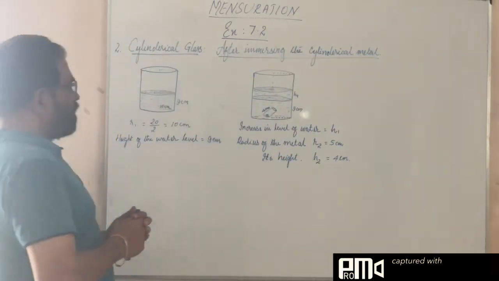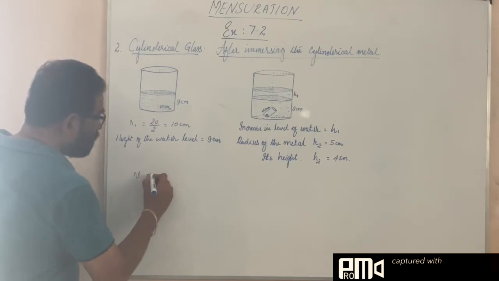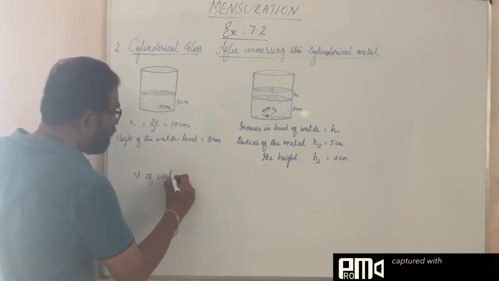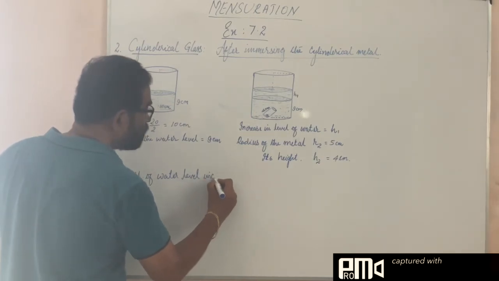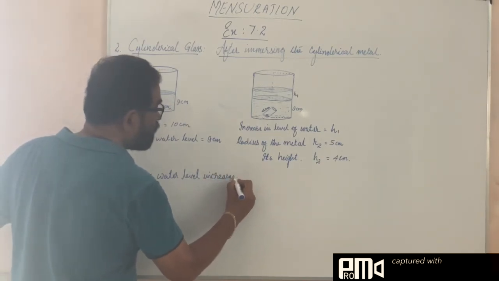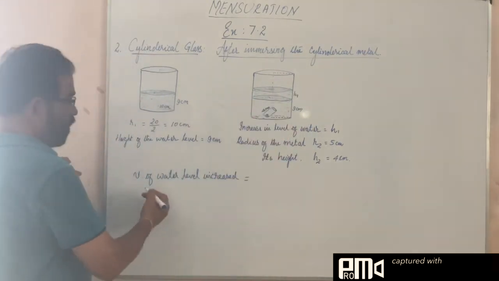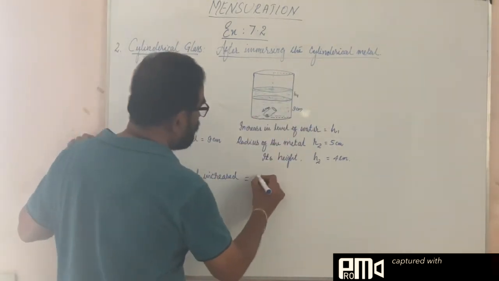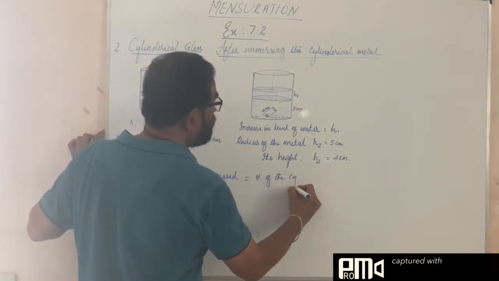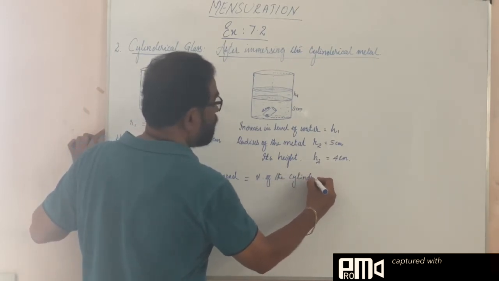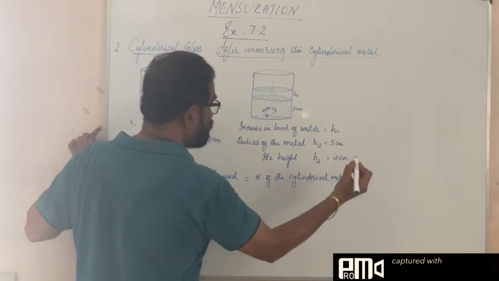Here we write, volume of water level increased. We are taking the volume of this part only, the water level increased. Volume of water level increased is equal to volume of the cylindrical metal. Hope you have understood this.